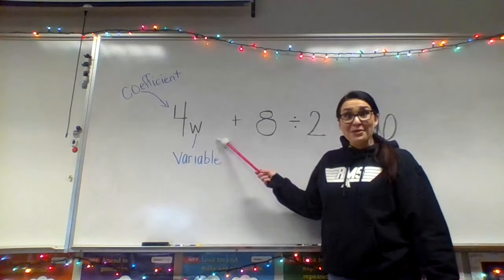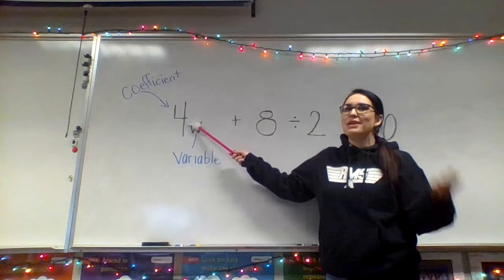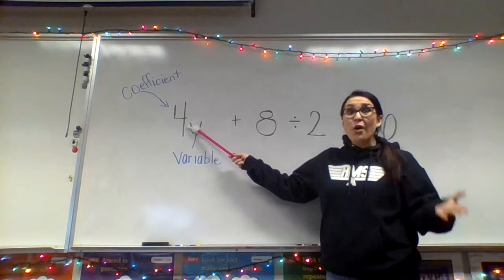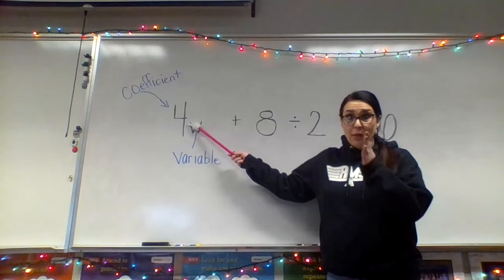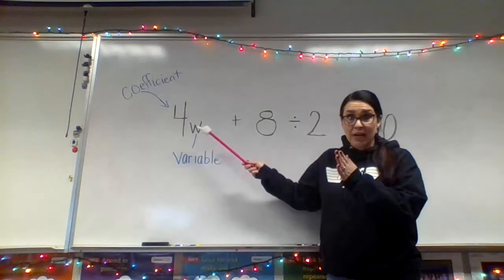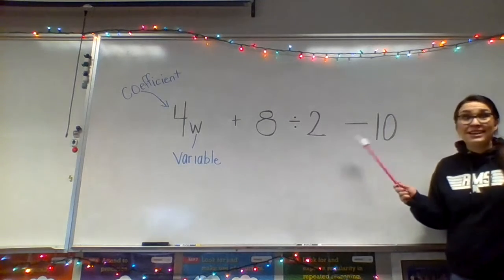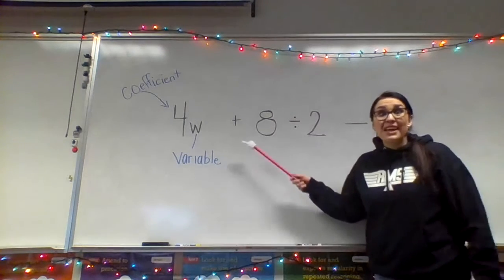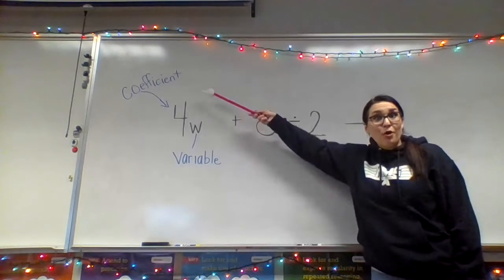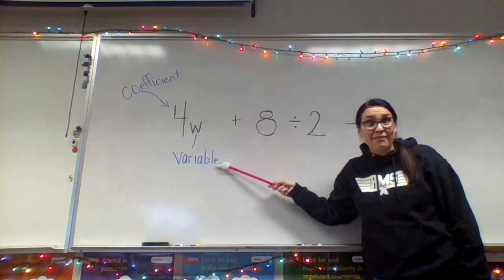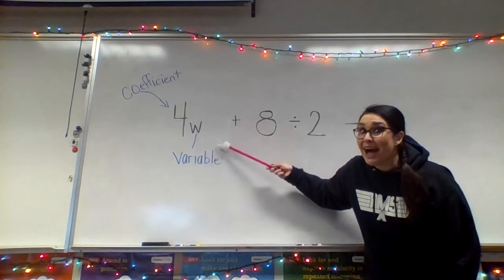And along with that variable, we also have a coefficient, which happens to be the number 4 in this case. Now, a coefficient only goes with multiplying the variable. 8, not a coefficient. 2, not a coefficient. 10, not a coefficient. Why? Because it's not being multiplied by their little variable buddy, right? So a coefficient has to go with that variable, and it has to be being multiplied by that variable.